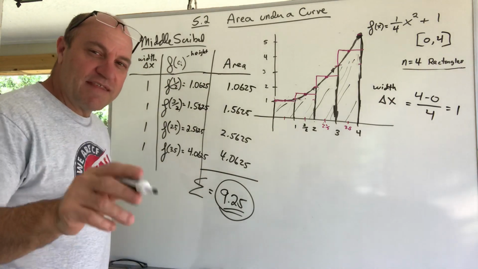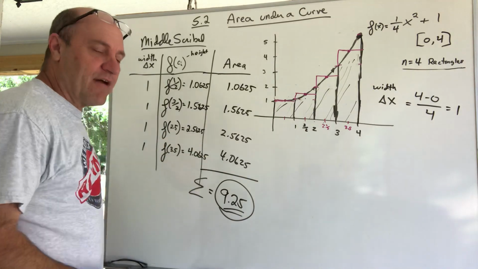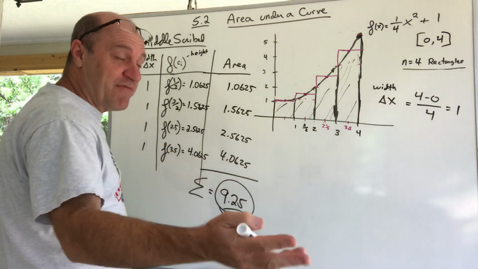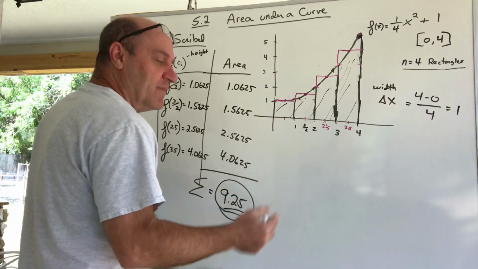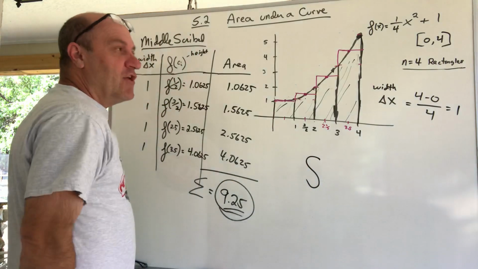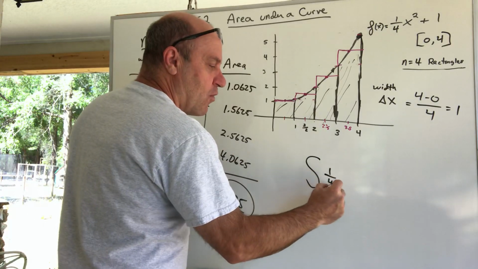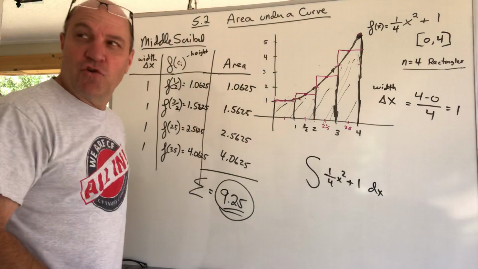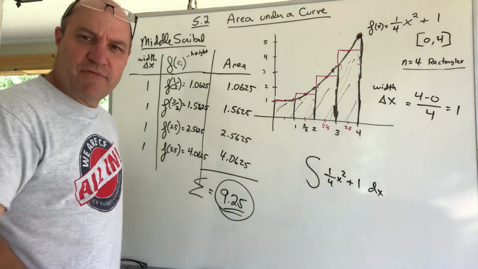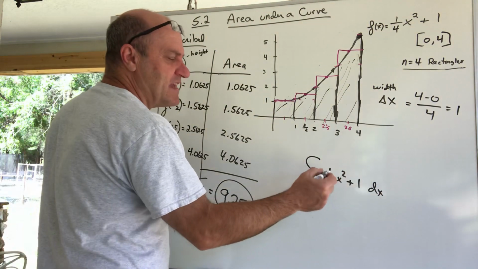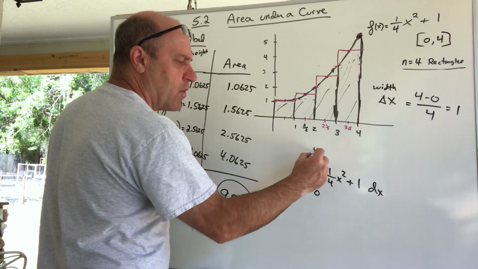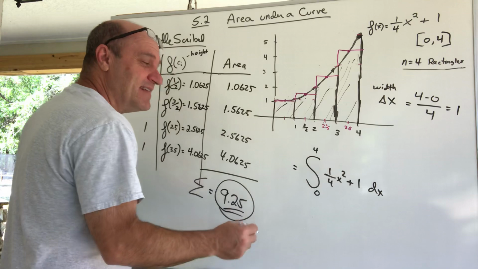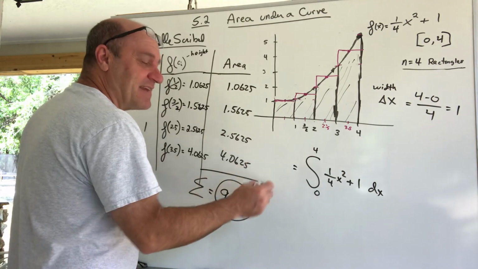The way you get the exact area, it turns out, and I'm jumping up to 5.4 when I do this, I'm jumping from 5.3, I mean 5.4, is you integrate. You integrate this function, 1/4 x squared plus 1. What's different is now you're doing a definite integral. We did some indefinite integrals, but now we're going to go do a definite integral from 0 to 4. So I'm just going to show you how to do this. And this is not an estimate. This is the exact area.